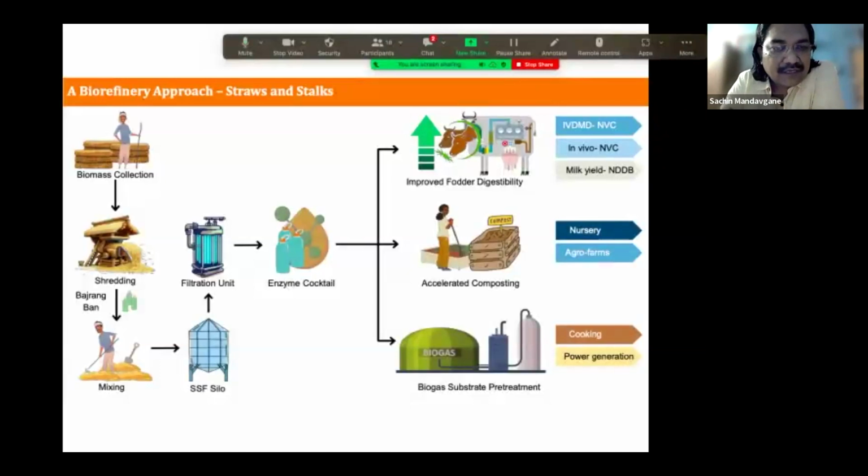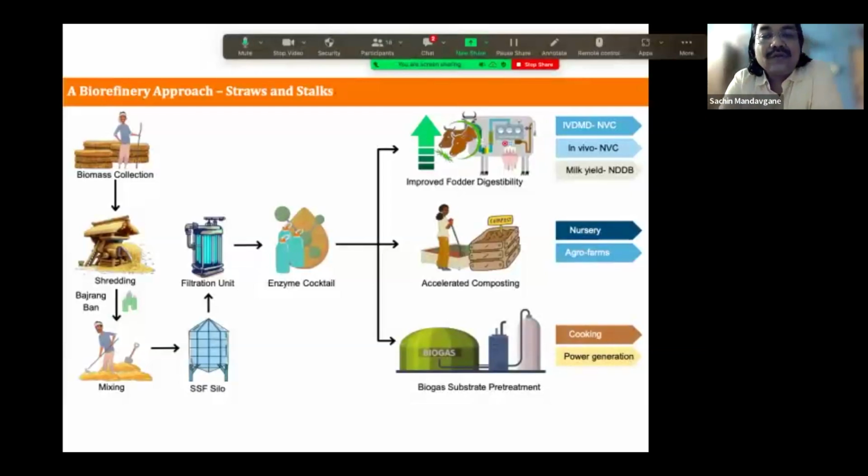This is a work by one of my postdocs and a couple of PhD students. What we have done is we developed a bioculture. There is a short video that will talk more in detail about that. And using that culture, we developed a process of making enzyme on farm. Even the farmer can make enzyme.